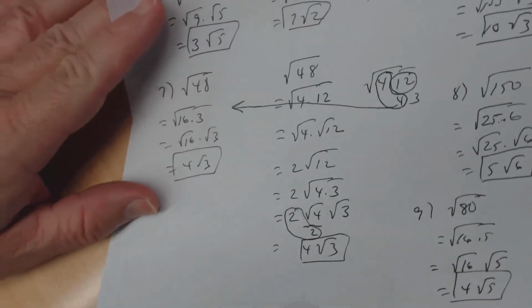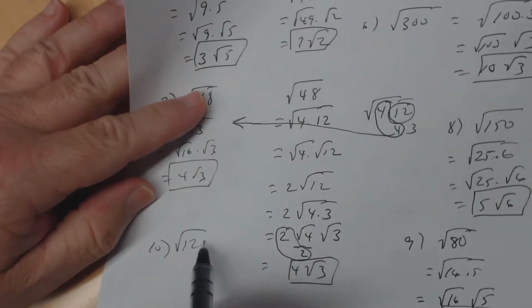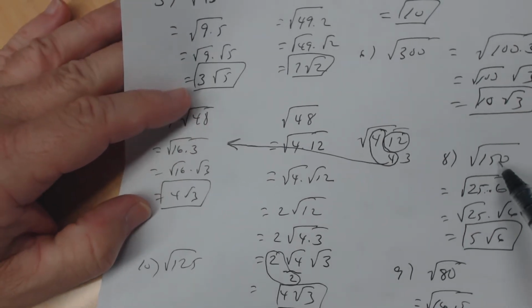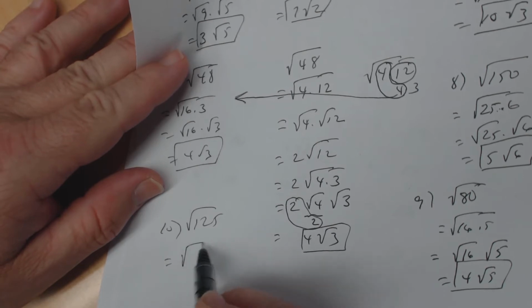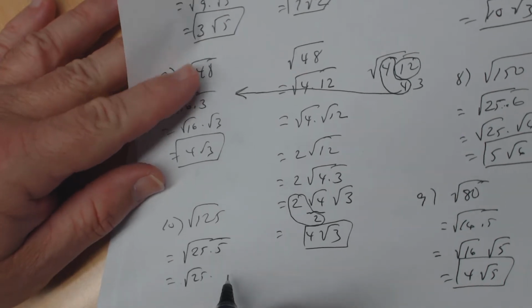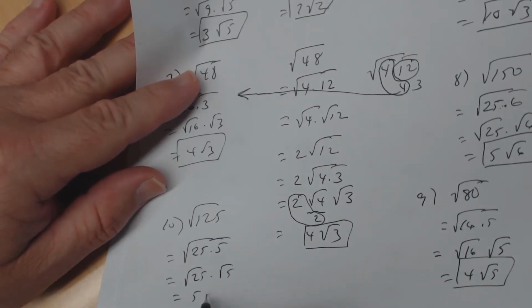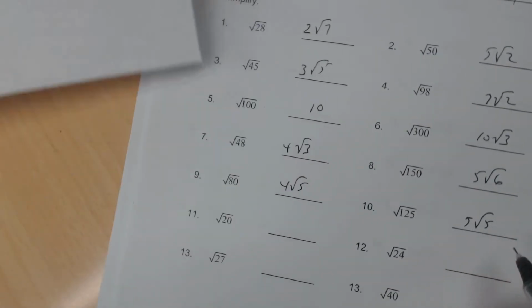Okay, number 10, you have the square root of 125. Well, it's very similar to number 8, the square root of 150. So look at 25. The square root of 25 times 5, so there's the square root of 25 times the square root of 5, which is 5 square root of 5. So number 10 is 5 square root of 5.